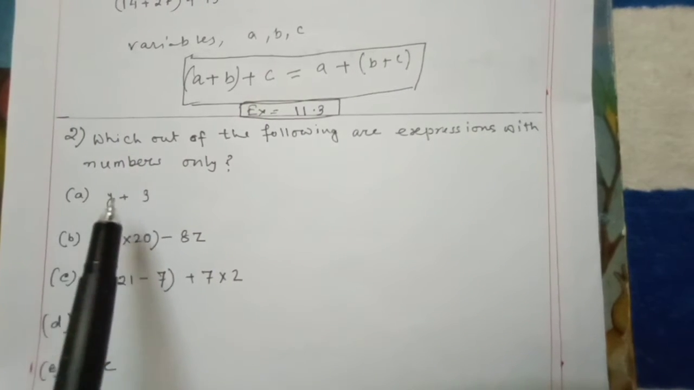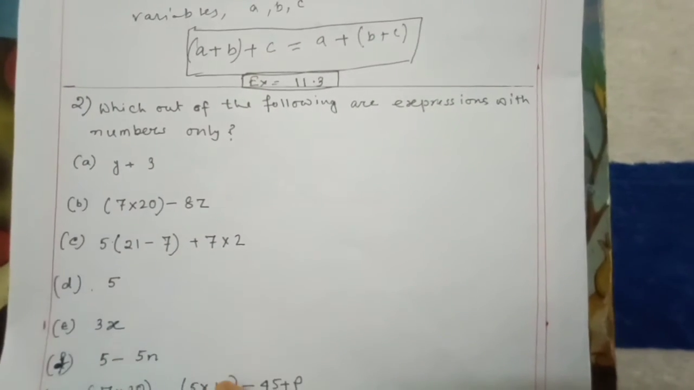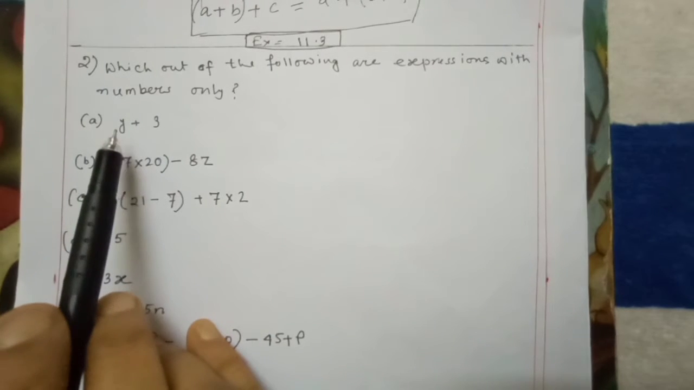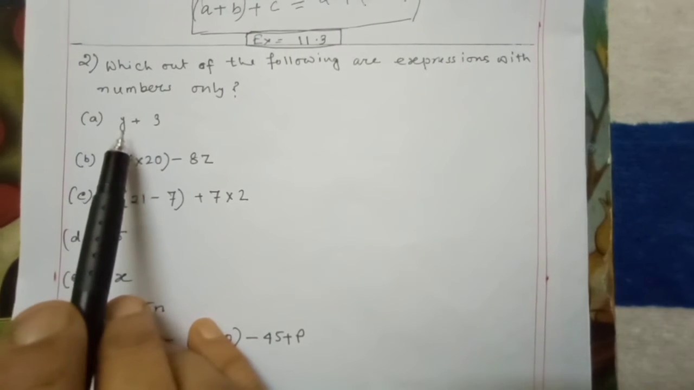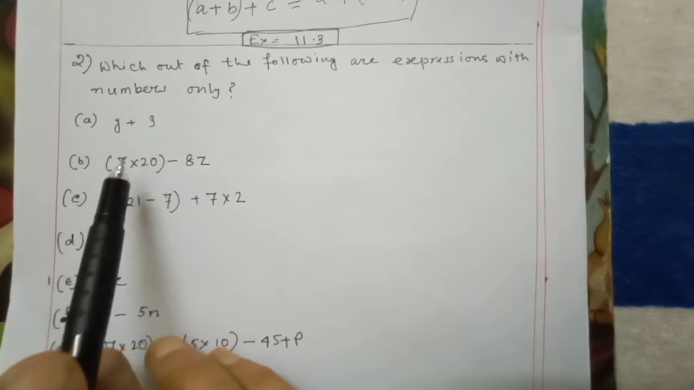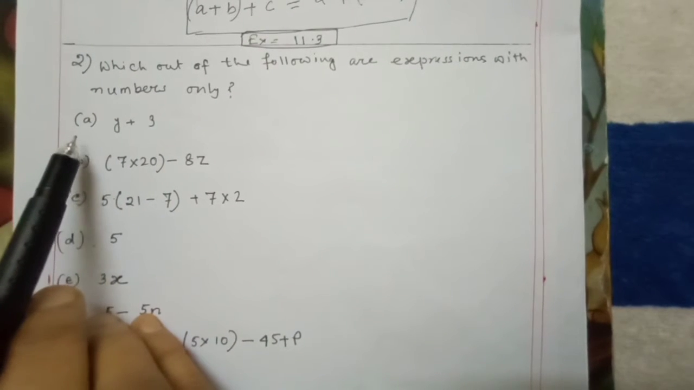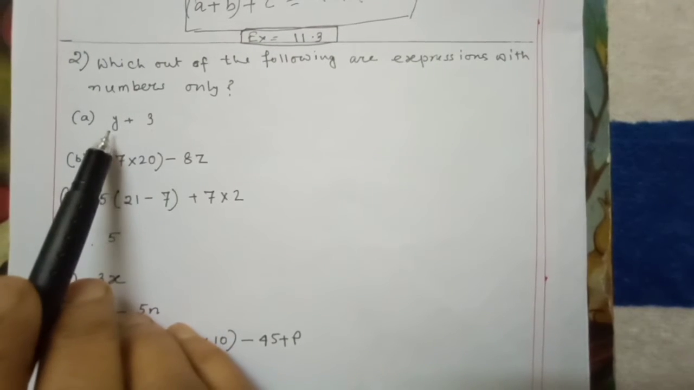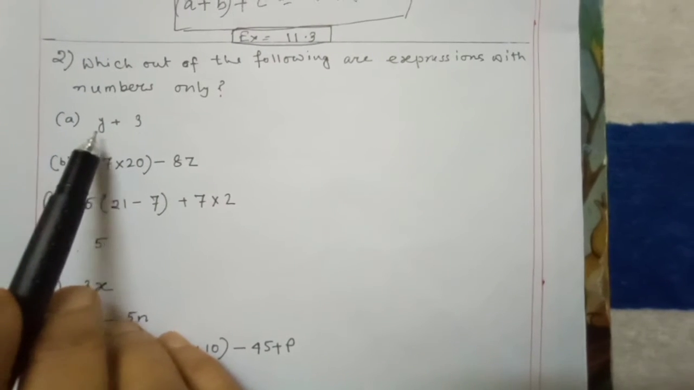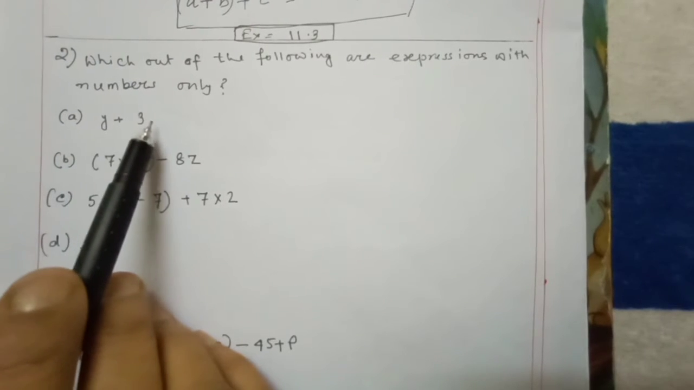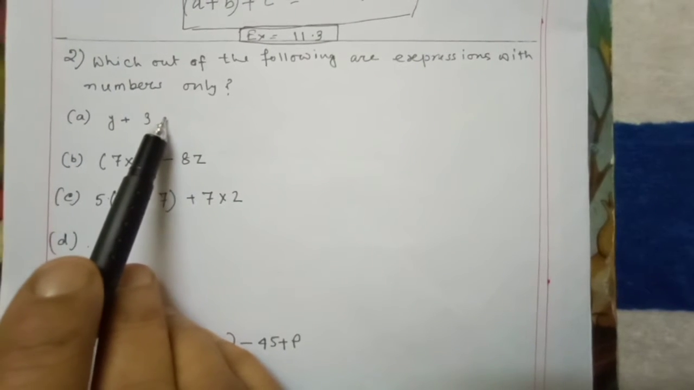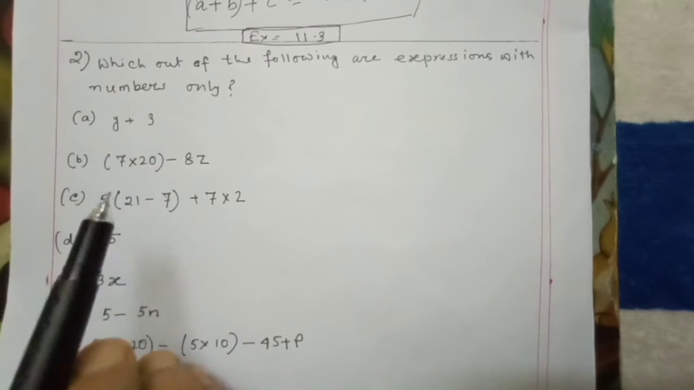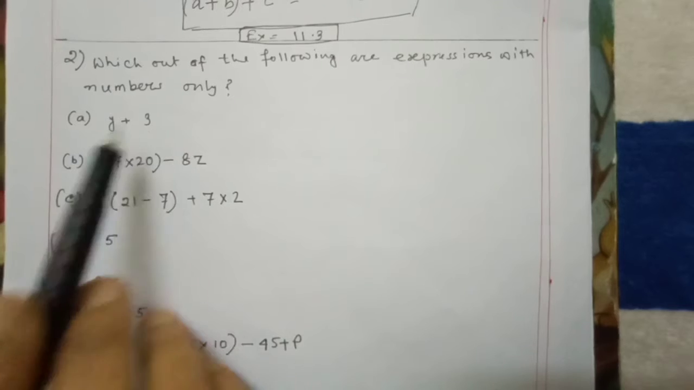Now you have to watch each of the questions A to G written here. You have to observe which one is the expression with numbers only. Now in question A, it is y plus 3. Here y is there, so it is a variable. It is not an expression with numbers only. So no, this is not an expression with numbers only.